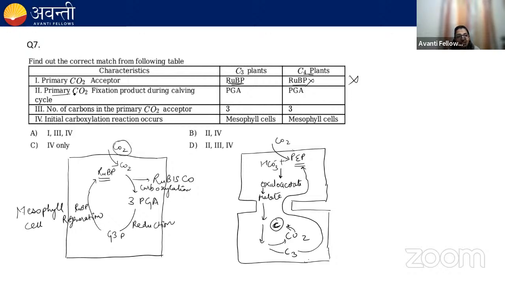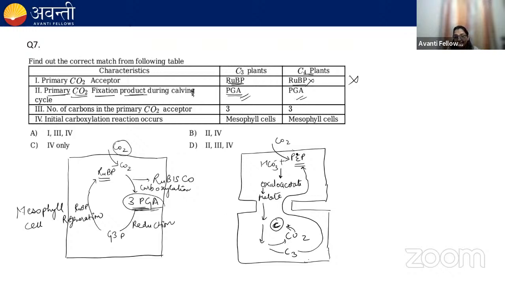Second says the primary CO2 fixation product during Calvin cycle is PGA or 3-PGA. They are saying that the primary, meaning first, CO2 fixation product is 3-PGA. The first product we get in Calvin cycle is 3-PGA in case of C3 plant, and in C4 plant it is also 3-PGA.